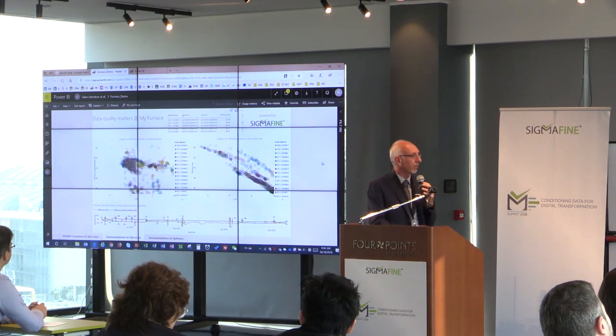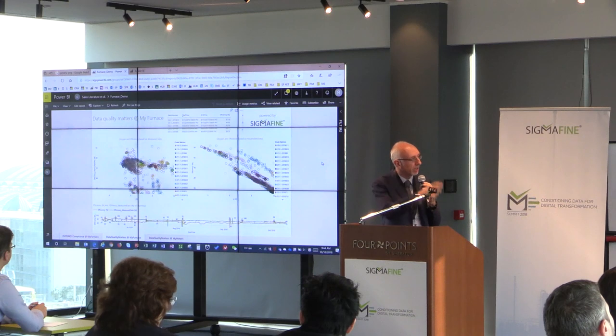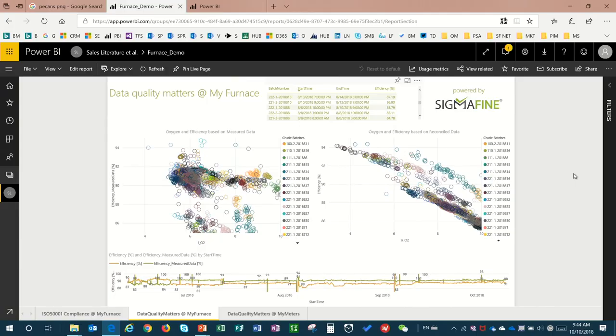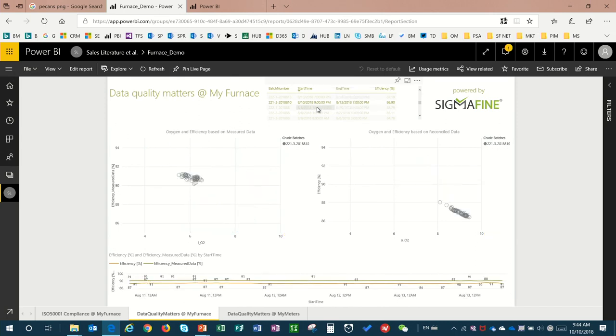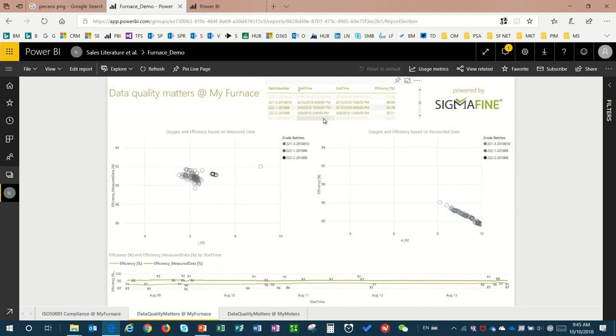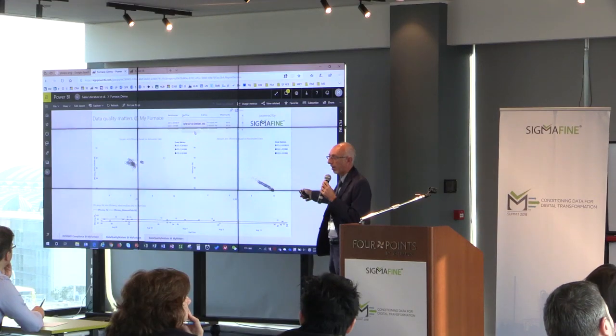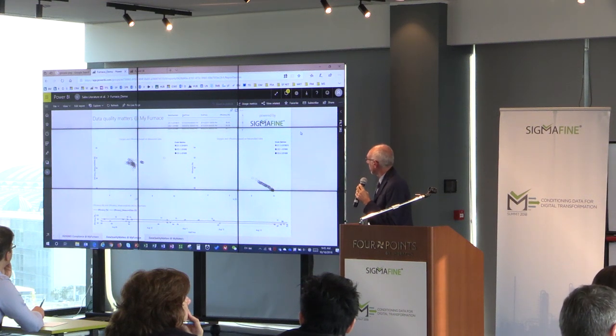On the left, we have the two indicators, efficiency and oxygen, and you can see this is not showing any correlation. On the right side, we have the real stuff. Each column represents a different batch. In this case, we are in a refinery, so each batch is a crude campaign. You can see the difference, and also the difference between the performance of different batches and how they are positioned in the graphs.